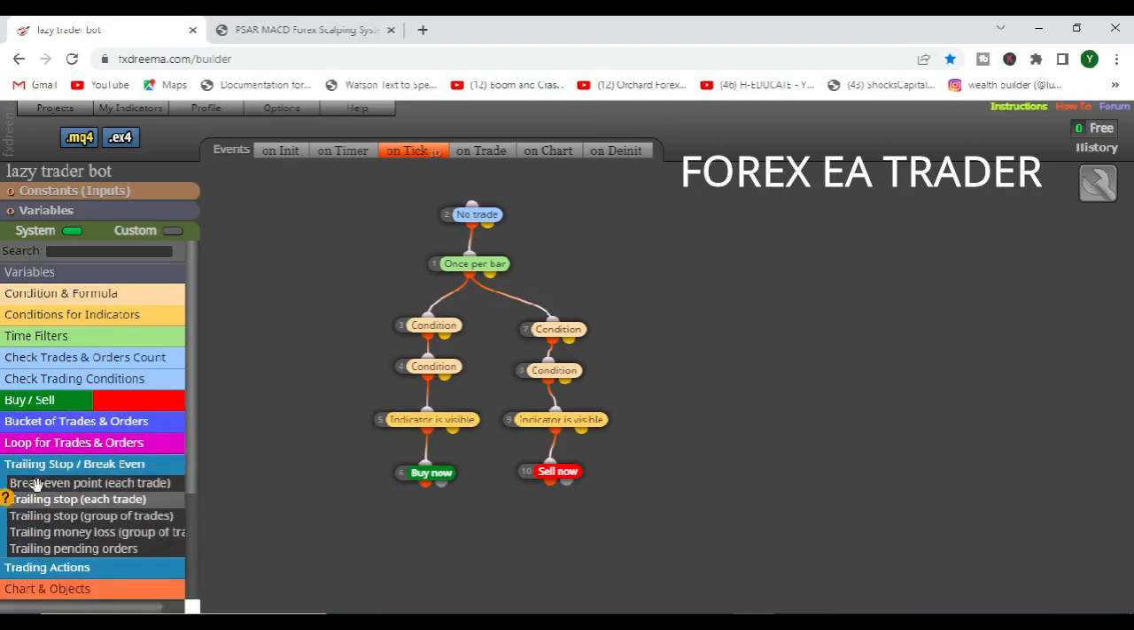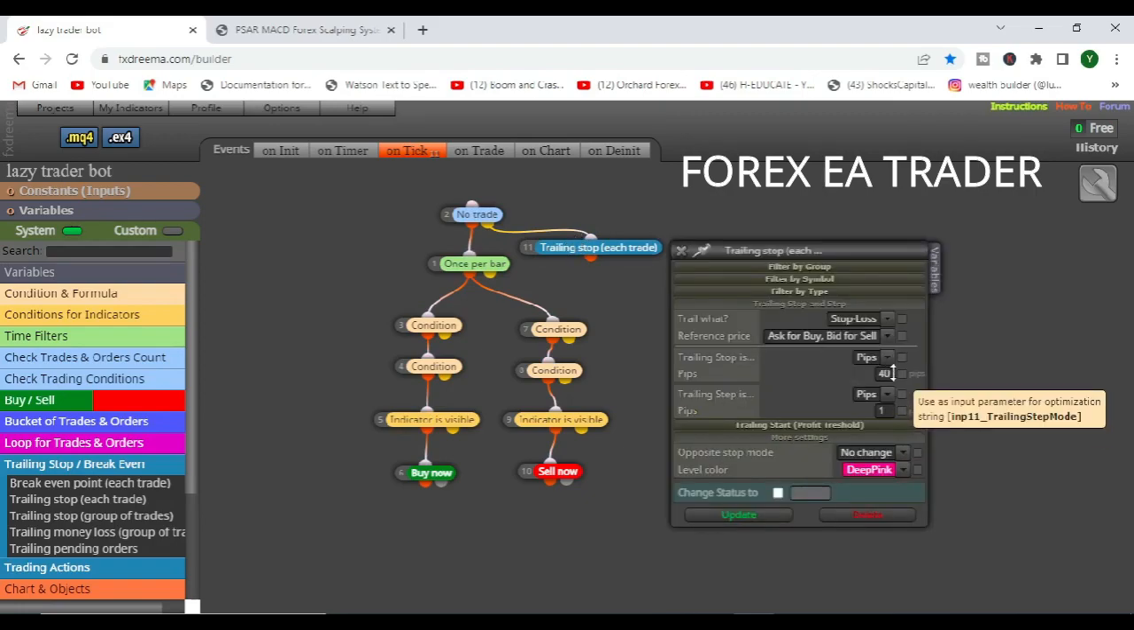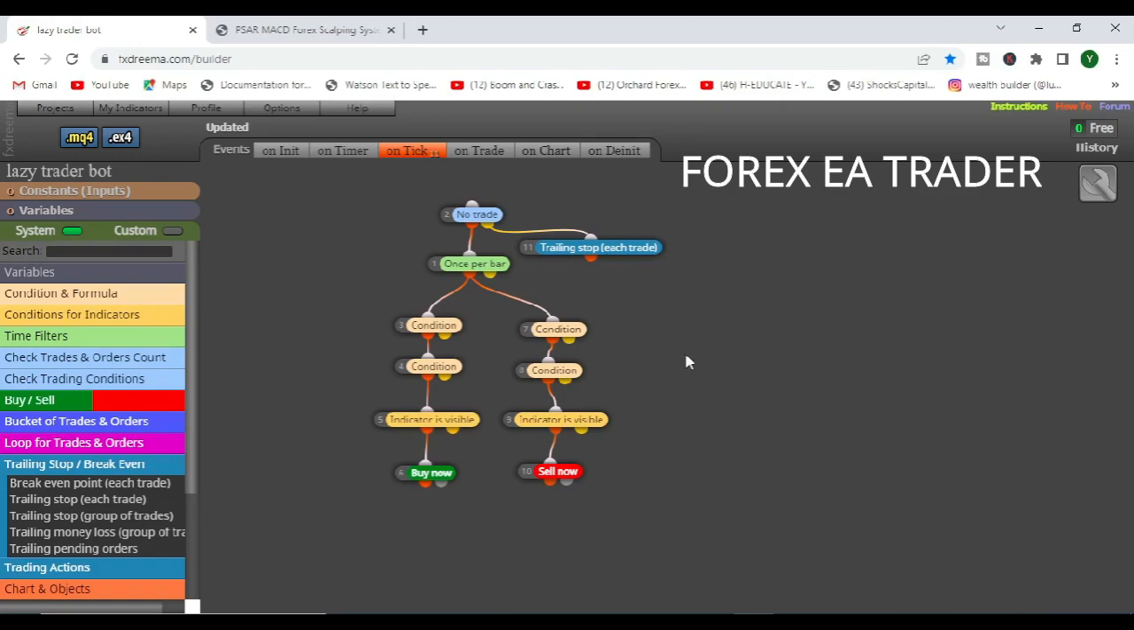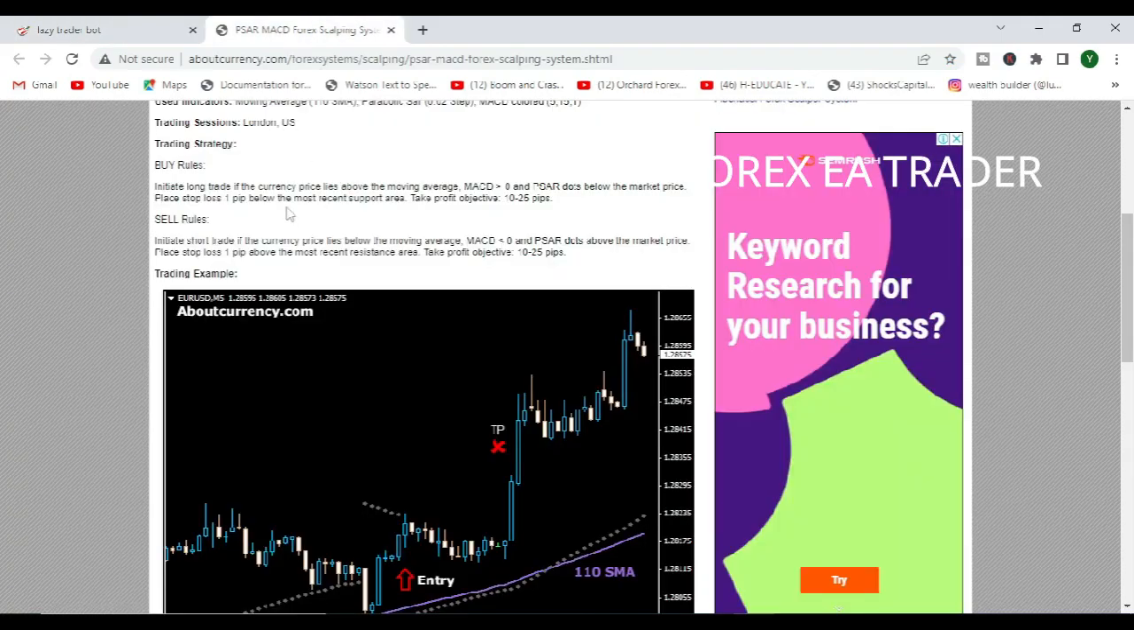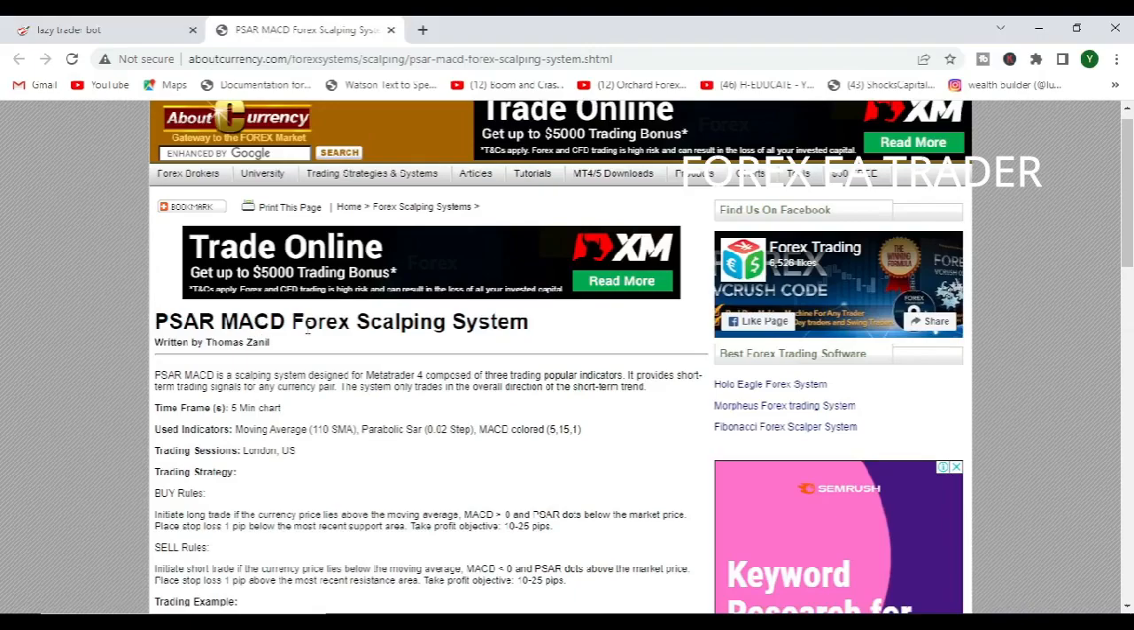And obviously we would probably want to protect ourselves with a trailing stop, so we'll basically drag that and link everything together, and we just make sure that everything is neat and tight there. We want our stop loss maybe to be behind by 20 pips for every pip that moves in our direction, and we do that. That's basically the groundwork for our Parabolic SAR MACD forex scalping system. That's how you would do it in FXDreema.